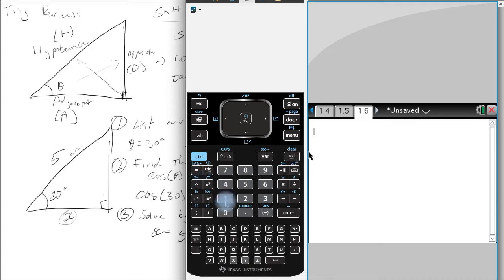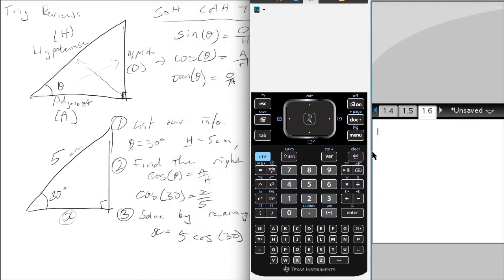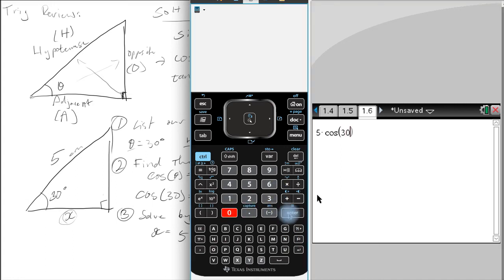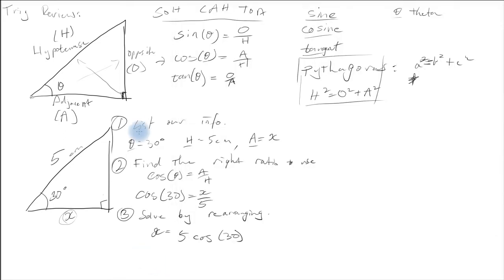So we're doing, let's just remind ourselves, 5 cosine 30. All right. 5 times cosine 30. There we go. So here's an exact form with the surd in it. If we want the approximate answer, we've got 4.33, and so on and so forth. So our answer is x equals 4.33.